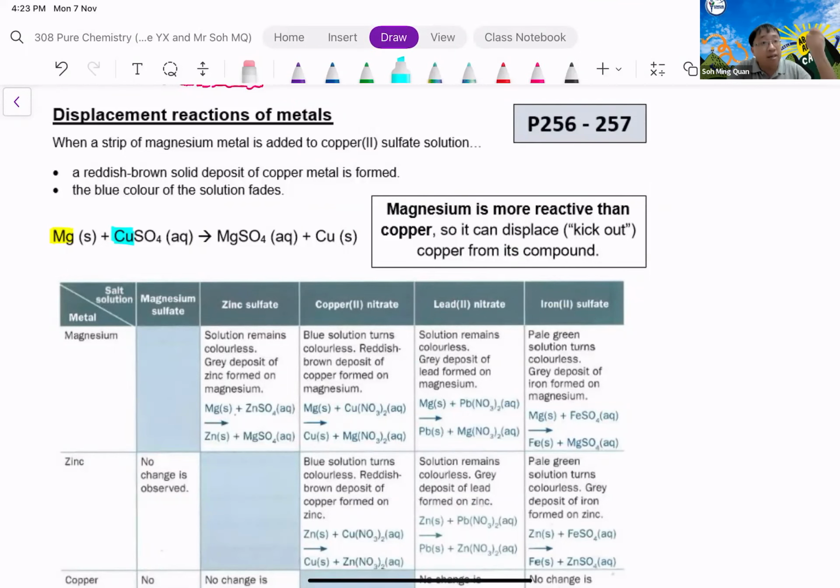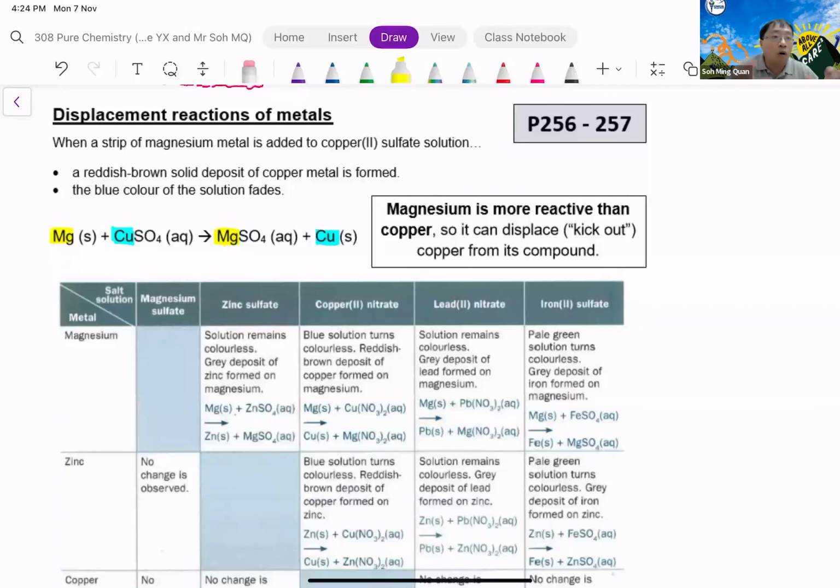So if I put magnesium metal into copper 2 sulfate, what happens? Well, copper is together with sulfate, right? So it's a compound at the start. But once you put magnesium metal in, magnesium metal is more reactive than copper. So magnesium metal can displace or kick out copper from copper 2 sulfate. So what happens to copper? It has been displaced. It has been left all alone at the end. And magnesium has now combined with sulfate instead.